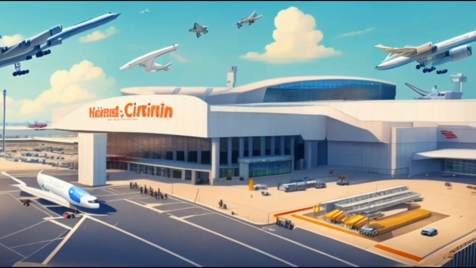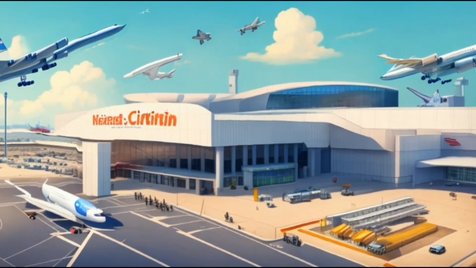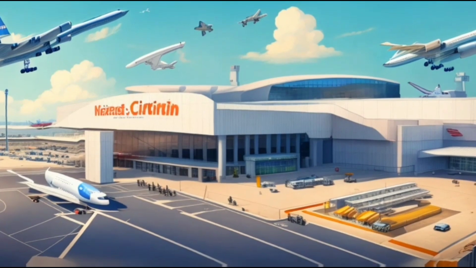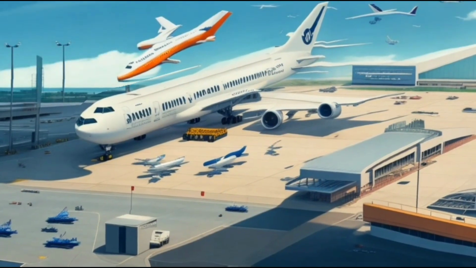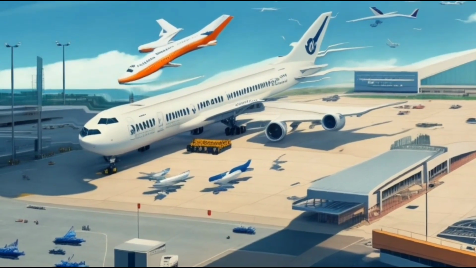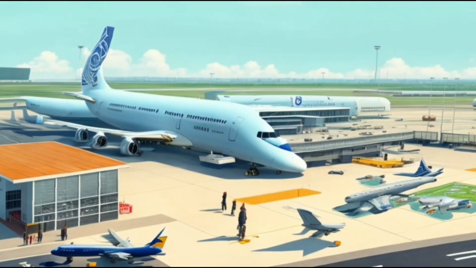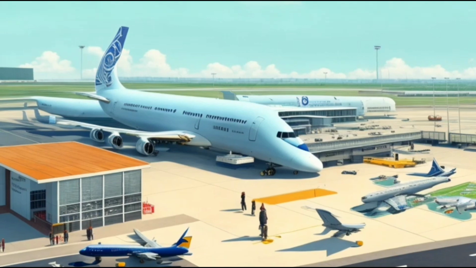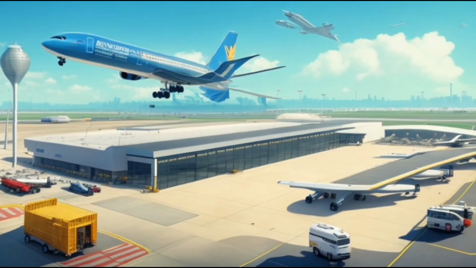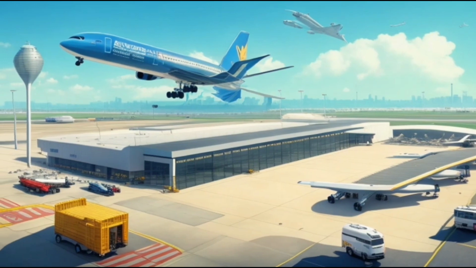Hello friends, today we will discuss about air transport system. An air transport system refers to the infrastructure, vehicles, and operations involved in the movement of people, goods, and cargo through the air. It encompasses various components, including airports, airlines, aircraft, air traffic control, and supporting services.